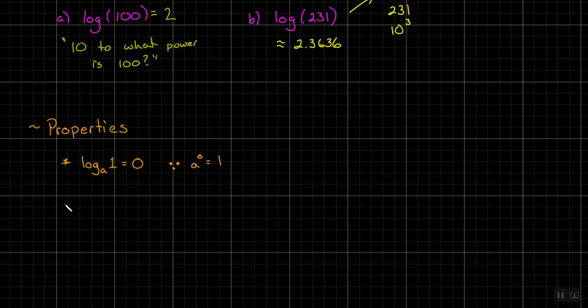Okay, on our second one, what if I wanted log base A of A? One. Why? Good. It's exactly because A to the 1 is A. Like, that's it.